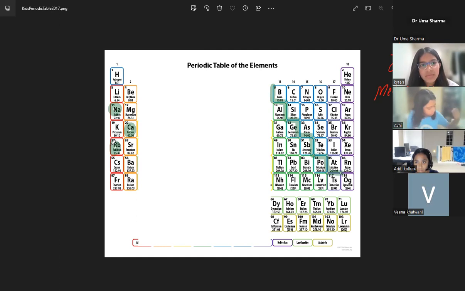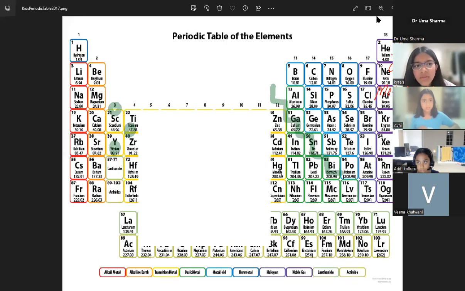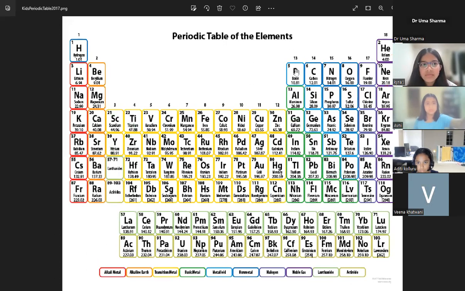Is the periodic table too small, children? It's okay, because it's bending. I can make it bigger, no problem. Is it okay now? Okay, good.